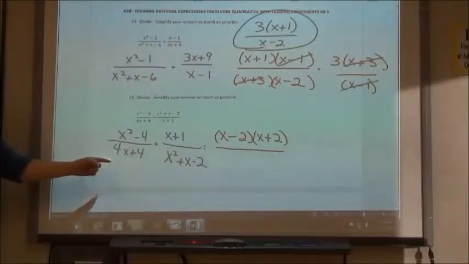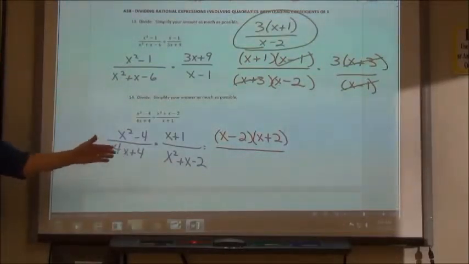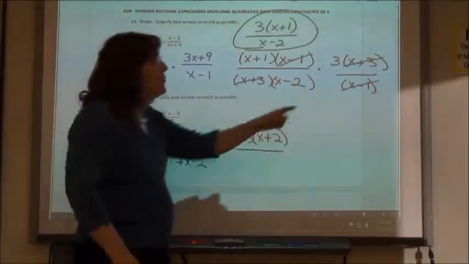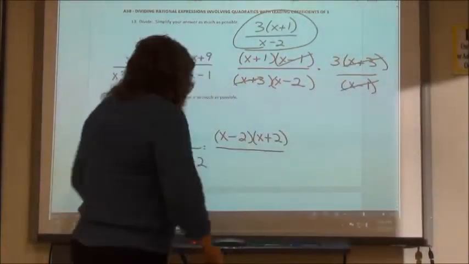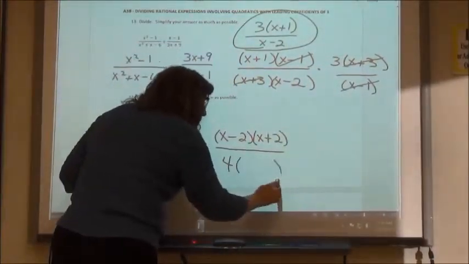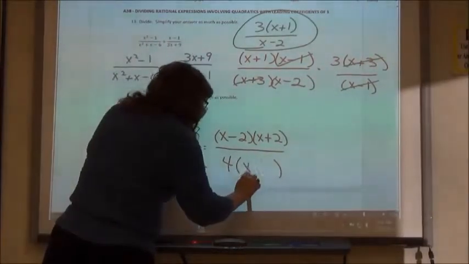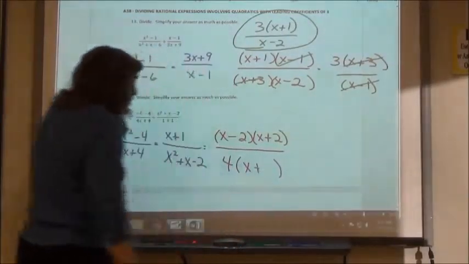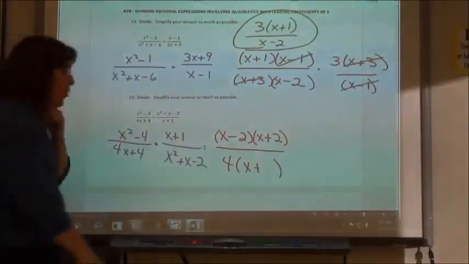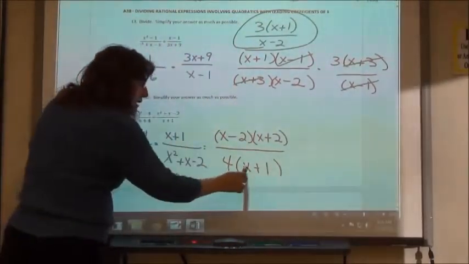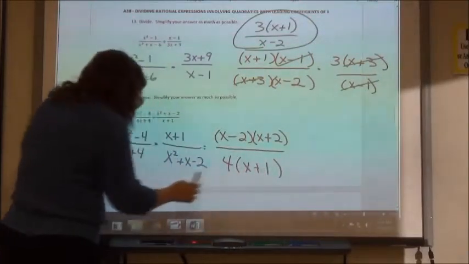But I can take out a 4, right? They both have a 4 in common. So I'm going to factor it like I did this one up here. The 4 is going to go in front. Now if I divide a 4 out of each of those, 4x divided by 4 is just x, plus 4 divided by 4 is 1. So 4 times x is 4x and 4 times 1 is 4, right?